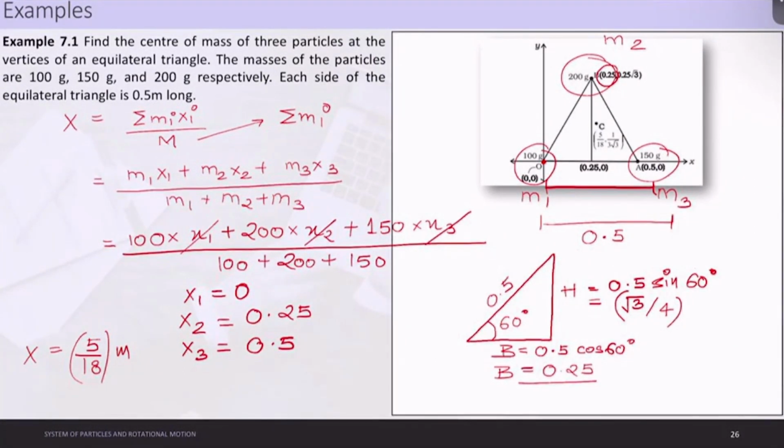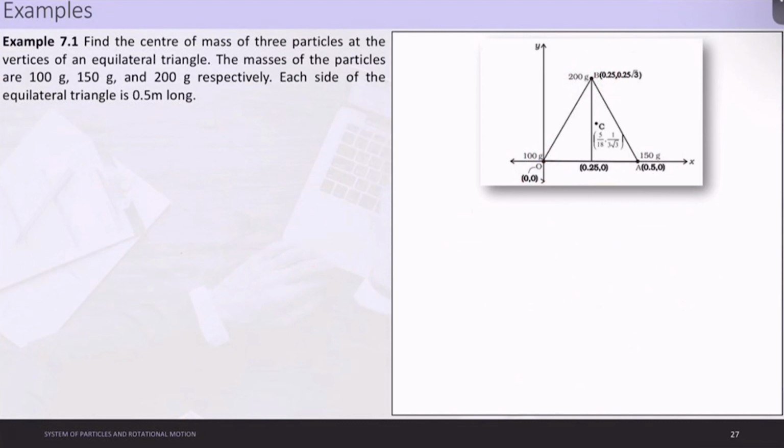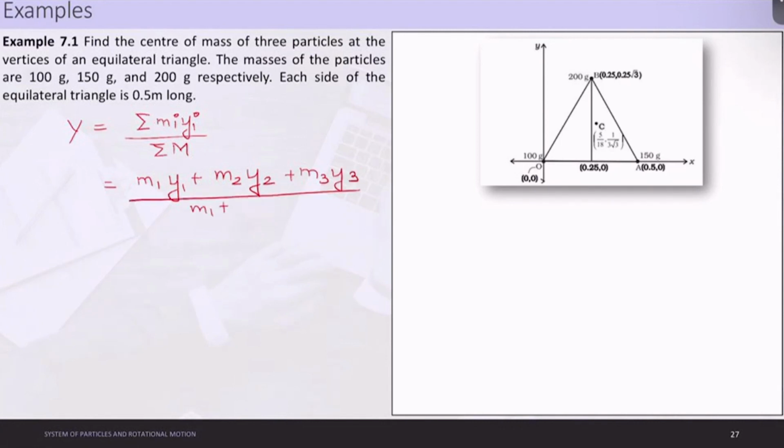Let me just add one more page here so that I can do the same thing for your y-axis. So here we will calculate the value of capital Y. What is capital Y? Basically, it's summation m_i y_i upon summation capital M. So it is equal to m1 y1 plus m2 y2 plus m3 y3 upon m1 plus m2 plus m3.